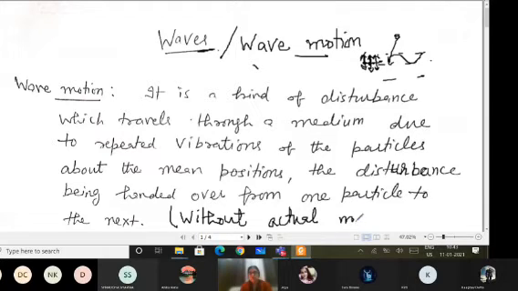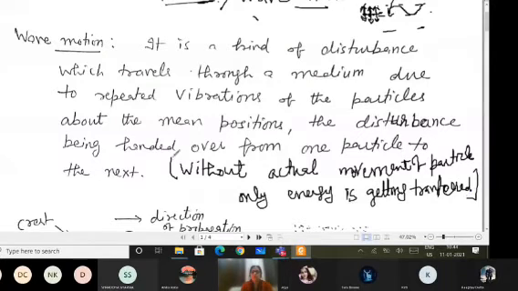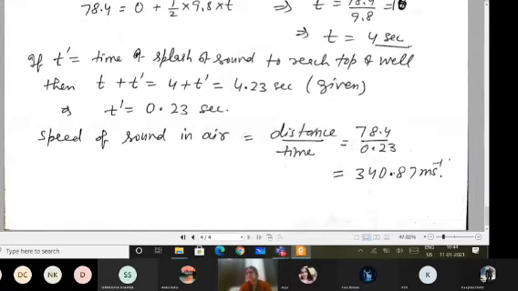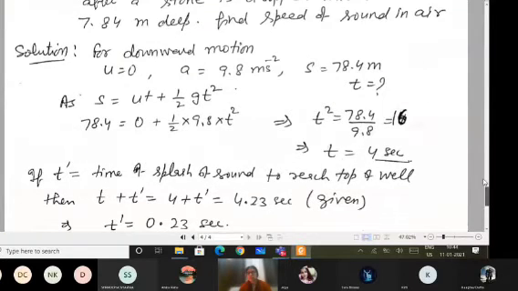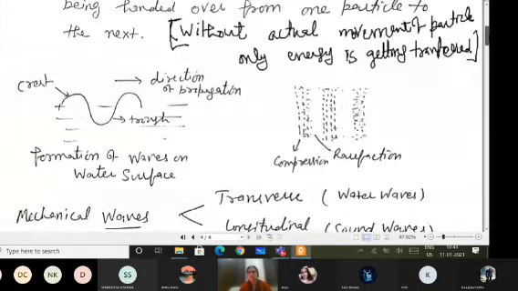about their mean positions. And as a result, energy is being transferred and the particle position is not getting changed. So without actual movement of the particle, only energy is getting transferred. So it means particles are not leaving their positions and only the energy is getting transferred.